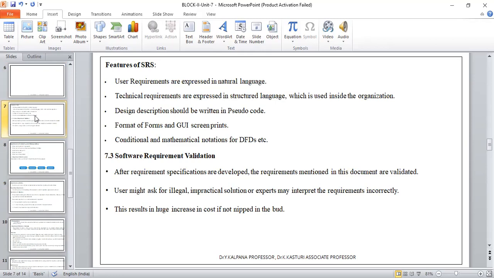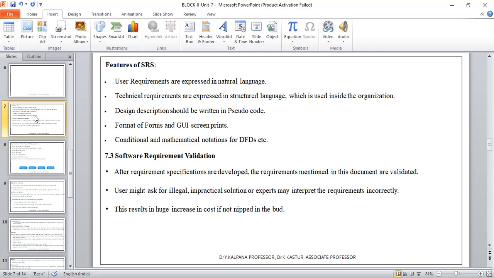Format of forms and GUI screen prints. What are the forms you are going to use? And the format of that GUI, the graphical user interface screen prints. How is it going to look? What are the looks of the user interfaces? Conditional mathematical notations of DFDs, data flow diagrams, and what are the levels? DFD level 0, level 1, level 2, and it goes on like that. These are the things that will be recorded in the SRS, and these are the features of the software requirement specification.